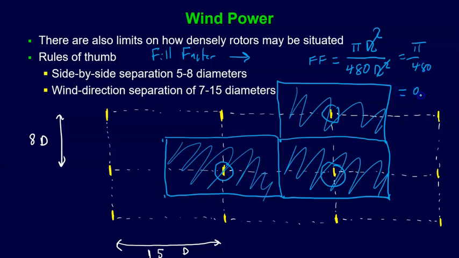If you divide this out, you get something like 0.0065, which comes out to be 0.65%. And so in this standard way of doing it, where you're 8 by 15, your fill factor comes out to be 0.65%, which again is the area of your turbine divided by the total land area. It just gives you a sense of how much area you're filling up with these turbines.